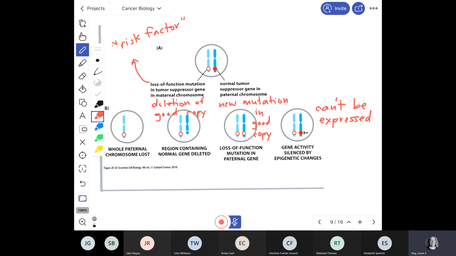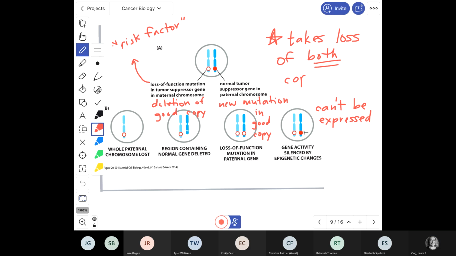So remember that to truly lose function of a tumor suppressor gene, it takes the loss of both copies. And this figure is assuming that a person is starting out with only one good copy. The ways that they lost this copy would be these same ways, but you have to lose both of them to lose the function of a tumor suppressor gene.